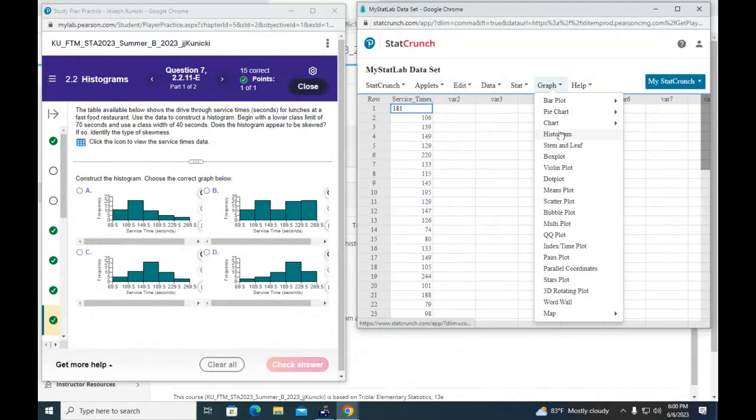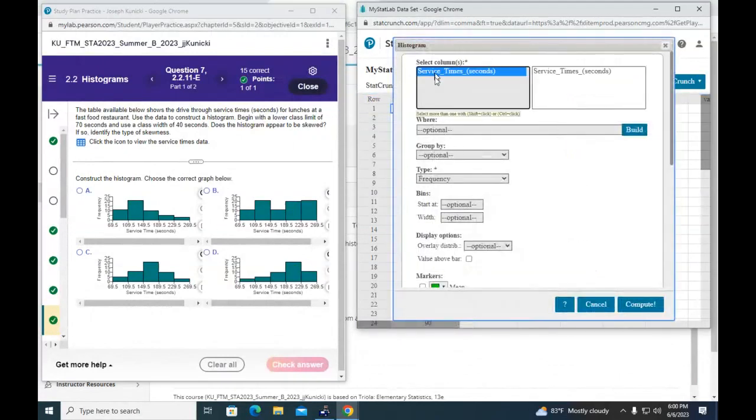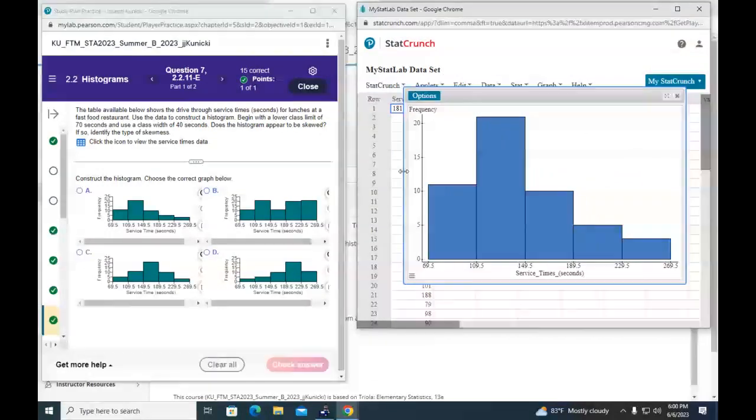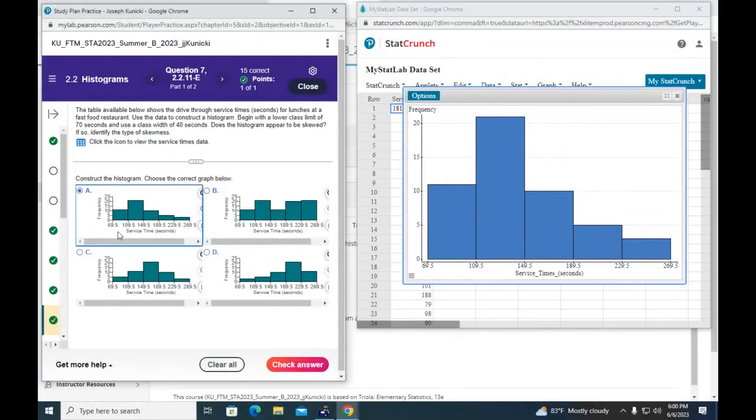All right, so I just go to graph, histogram. Now, service times is what I want. I go down to bins. They all start at 69.5. So there you go, that's my starting point, 69.5. See, this one, they're being really good about using the boundaries. And the width is obvious. It's 40. The distance between any two numbers is 40. So 40, and then compute. I'll make it a little wider so it looks more like A. Okay, so A.